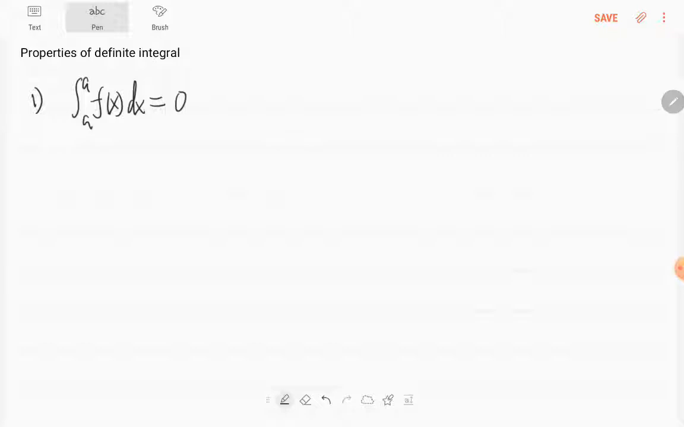Okay, so why is this true? Look at this graph. This is f of x. This is a. So from a to a, which is a straight line, the area of the line is 0. So if the lower limit equals the upper limit, the integral would be 0.